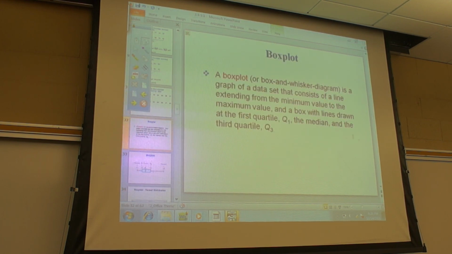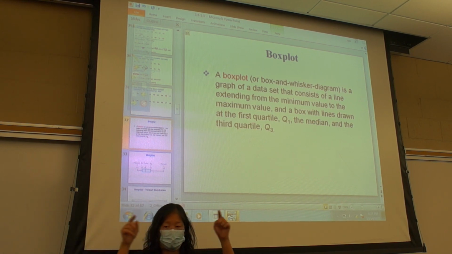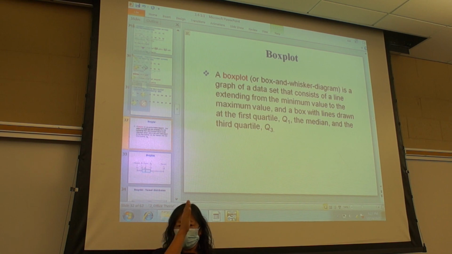Box plots. I don't want to read that. Alondra, go ahead and read for me. Perfect. So you're going to put a box through Q1 and Q3, and then through Q2, and then whiskers out to the min and the max. It looks like this.